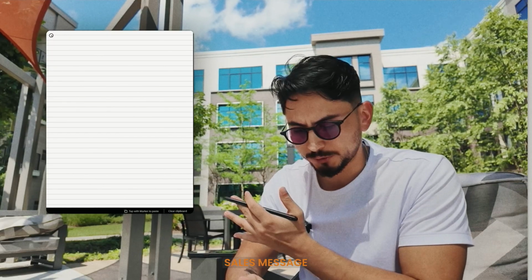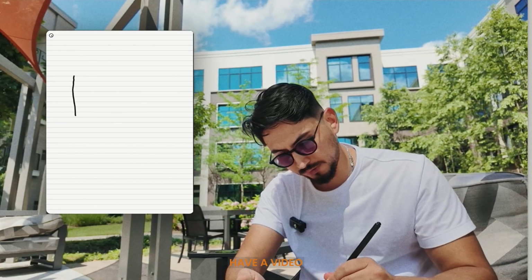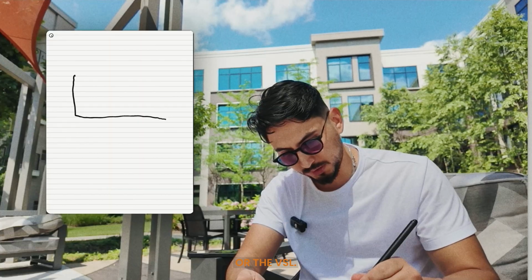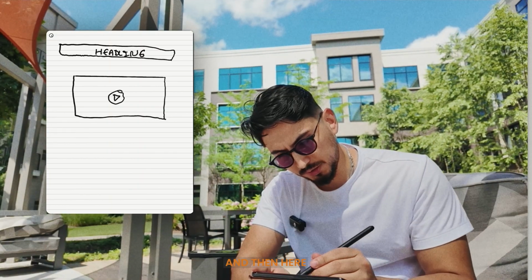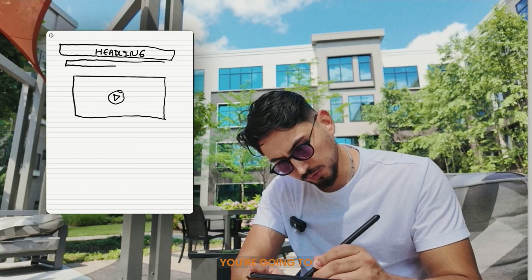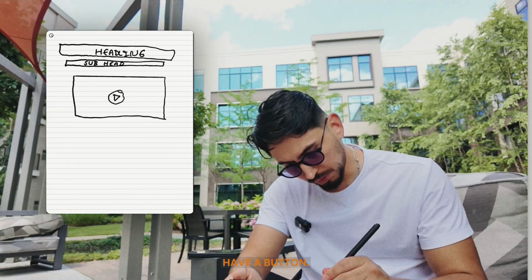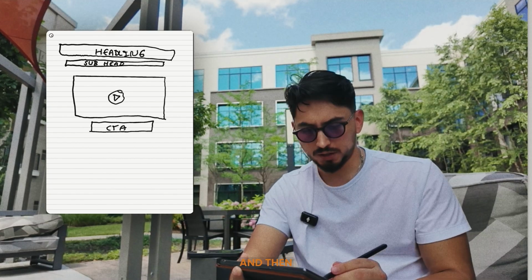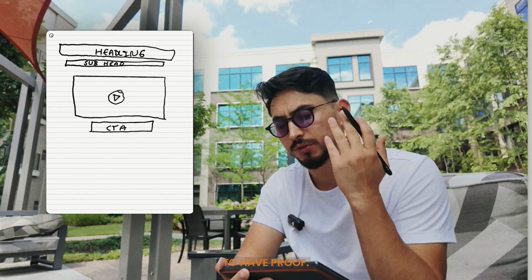Now for this part, what I'm going to show you is the structure of the sales message and what a typical landing page looks like, just so you know how to lay it out. So here we're going to have a video or the VSL, and then this is going to be your headline, and then here smaller text, you're going to have this subhead, and then here you're going to have a button CTA.